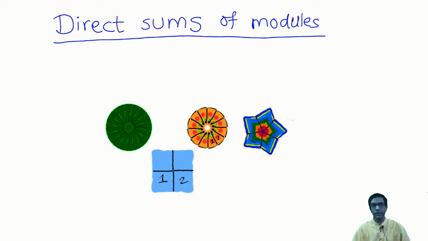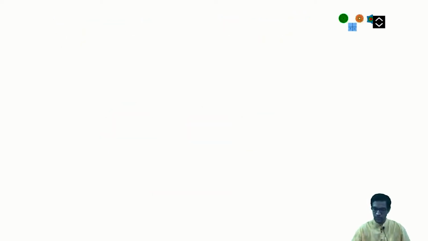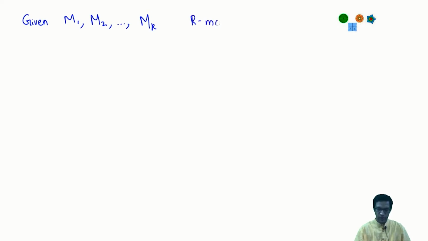Let's start talking about direct sums of modules. Given, for now, a finite collection M1, M2, through Mk, let's assume they're all R-modules for some ring R, not necessarily commutative. We define a module M called their direct sum as follows.